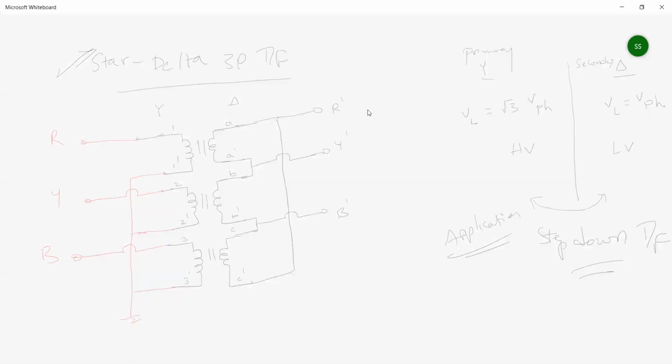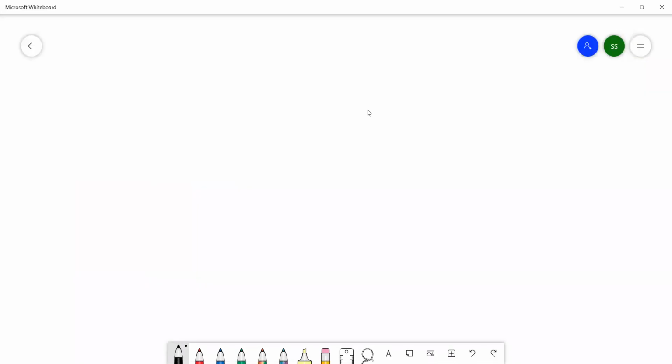Now let's move on to delta star, the last configuration, quickly. This one also I need your own response, delta star.